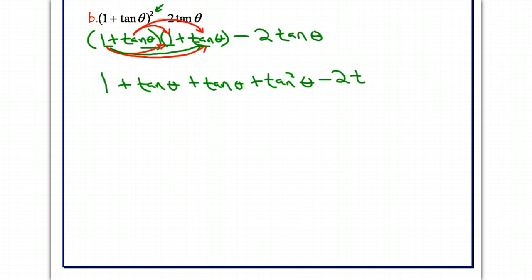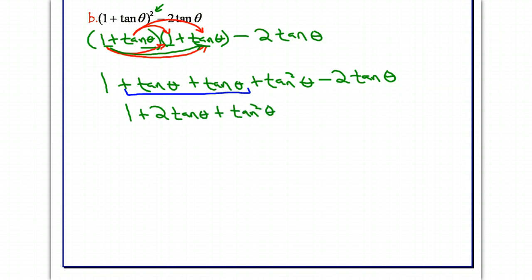We'll see why in a minute. Minus 2 tangent of theta. And all these problems, they make so they come out nicely. Whenever you have an expression like this, you want to combine like terms. Look, there's a tangent and a tangent. I'll combine those two. So I have 1 plus 2 tangent of theta plus the tangent squared of theta.